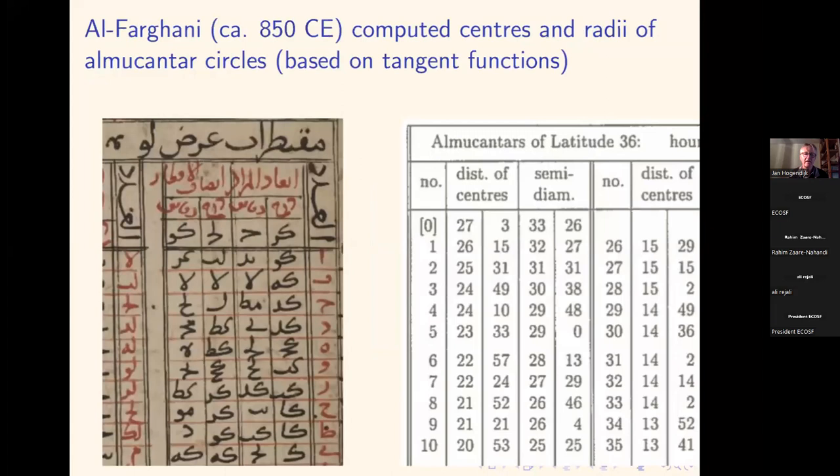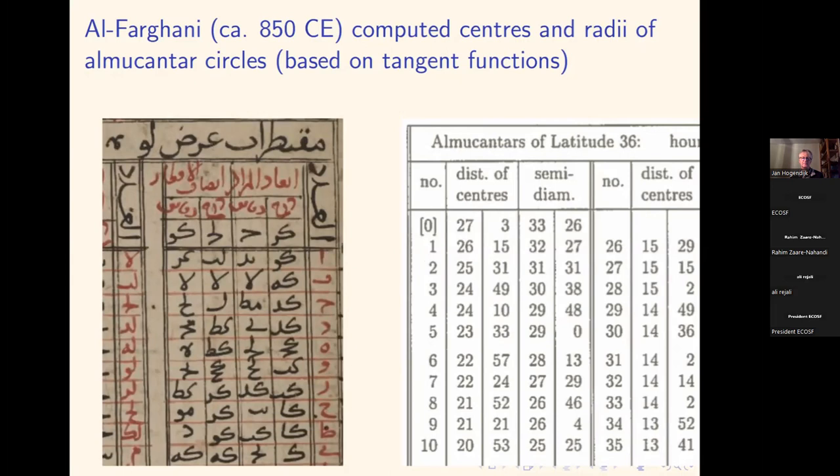Then the centers and radii of Al-Mukantar circles were computed by Farghani already early in the Islamic tradition. And this is really the basis of all astrolabe construction, because a craftsman really needs to know precisely the positions of the centers of the circles and the radii in order to draw them. So here you see a table in the work of Farghani for latitude 36 degrees 0 minutes. And here you see the values for the radii of the Al-Mukantar and the distances to the center of the astrolabe with the values and abjad numbers here. This is a transcription by Richard Lorch in his edition and translation of this text.